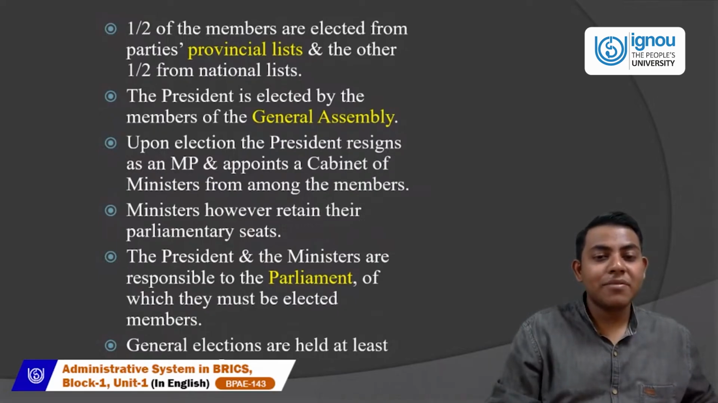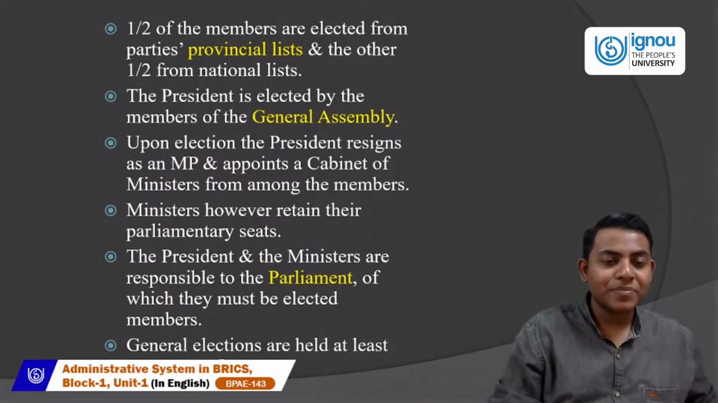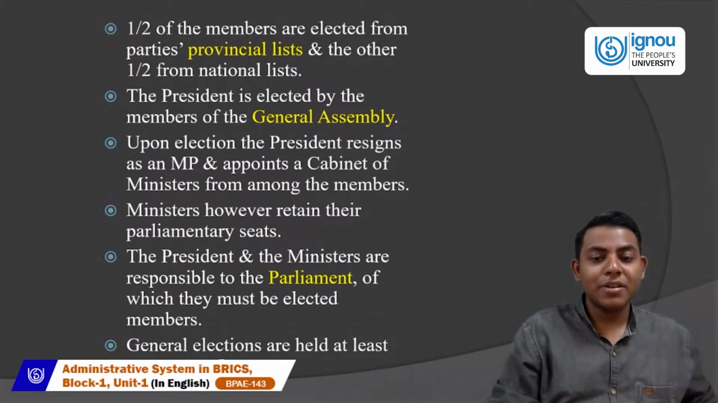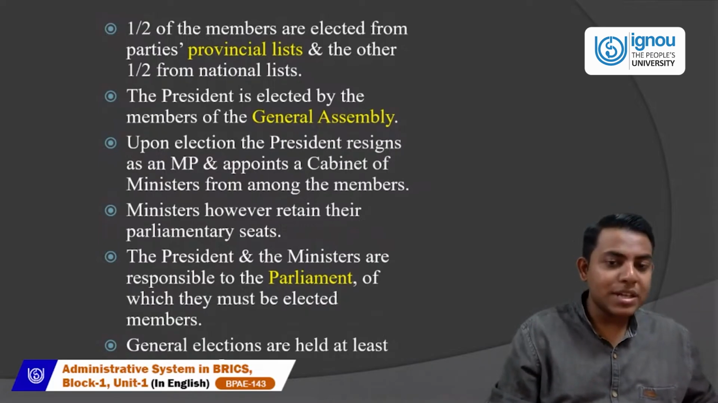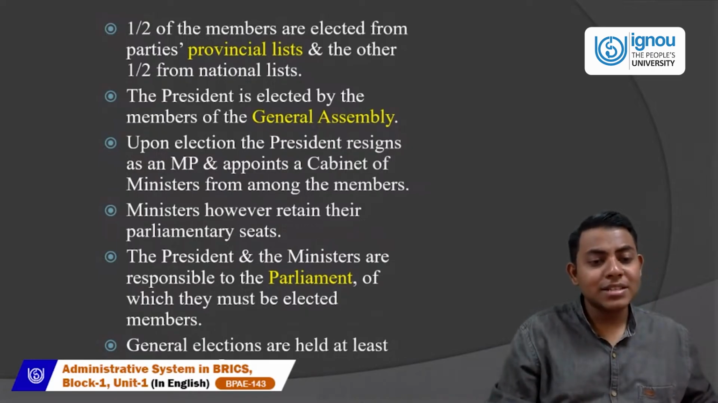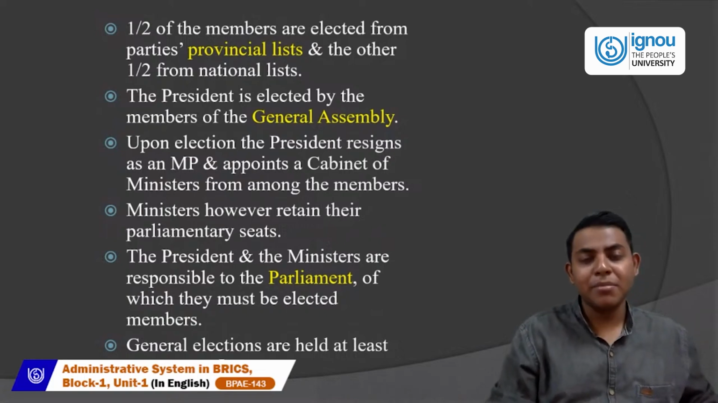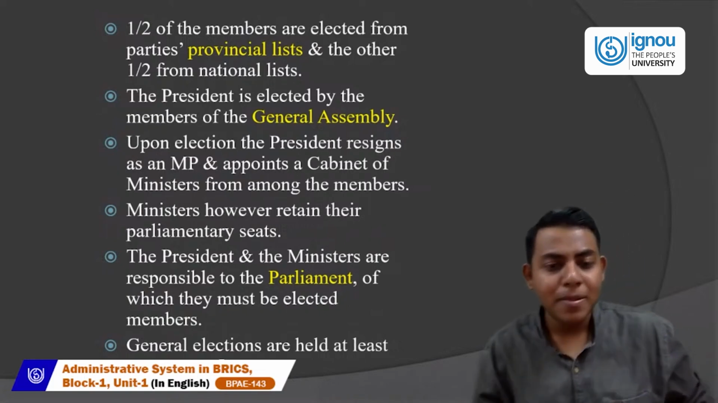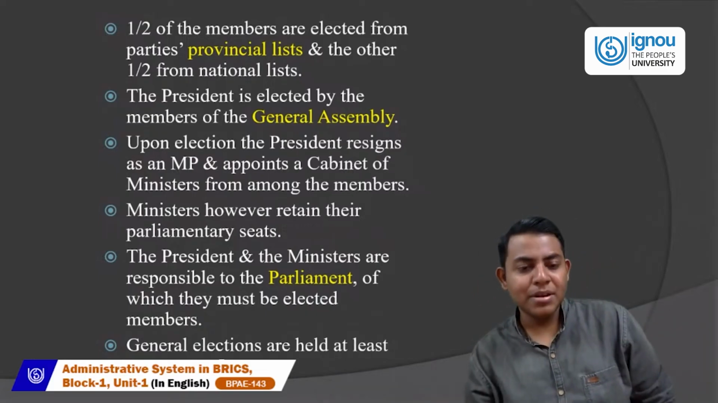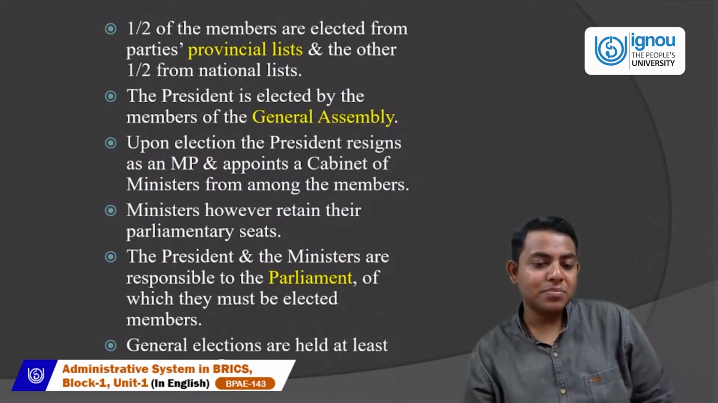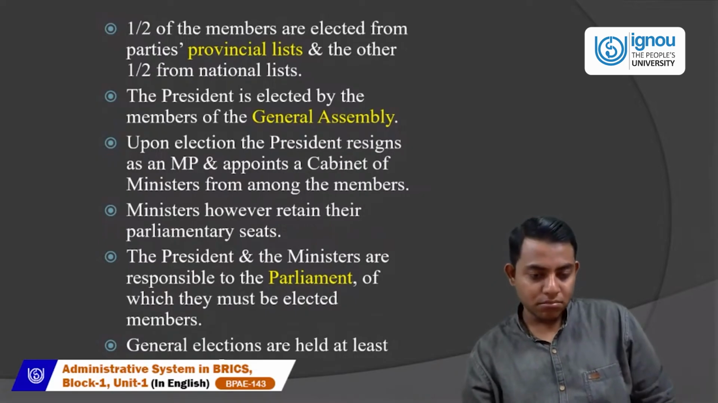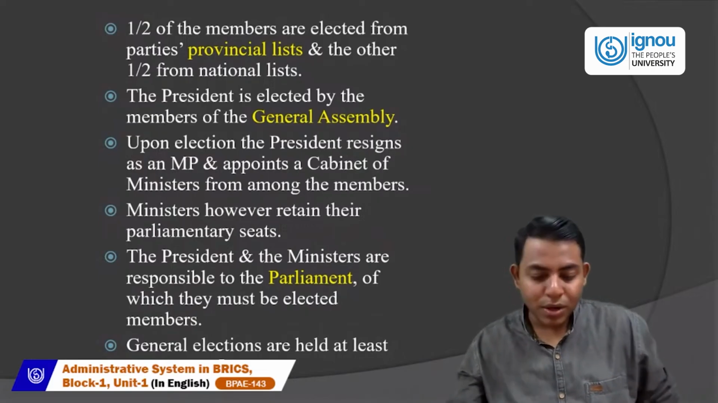The President of South Africa is elected by the members of the National Assembly, and upon election, the President, who is Cyril Ramaphosa, resigns as a member of Parliament and appoints a cabinet of ministers from amongst the members. Ministers, however, retain their parliamentary seats. So the President has to resign as MP, while ministers retain their seats. The president and the ministers are responsible to the parliament, and they must be elected members of the parliament. General elections are held at least once every 5 years.